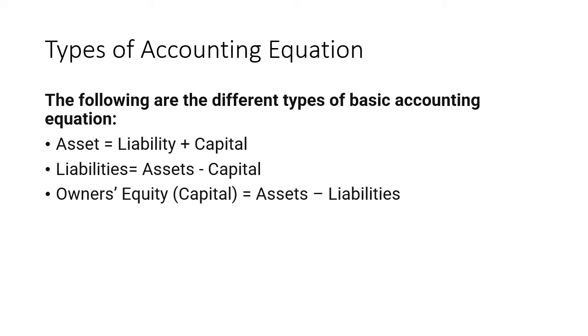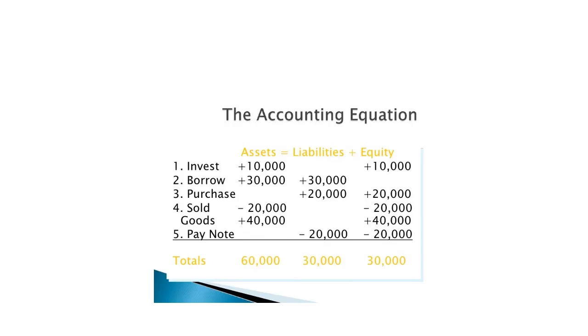There are three different ways to write the accounting equation. The original equation is assets equals liabilities plus capital. But if you want to rearrange it, you have the option of liabilities equals assets minus capital, or owner's equity equals assets minus liabilities. So this is all about the accounting equation.